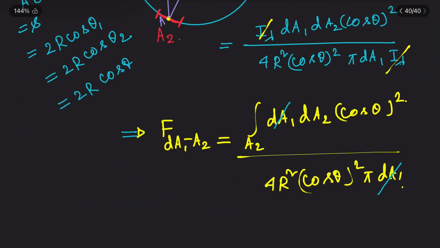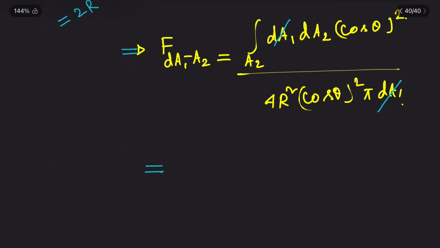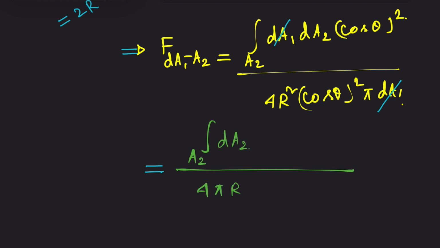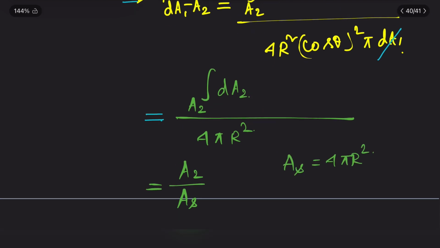So cos theta square I can take out of the integral. That means it will be A2, dA2 over 4 pi r square. That means it is coming as A2 by AS, where AS is 4 pi r square, that means the surface area of the sphere.